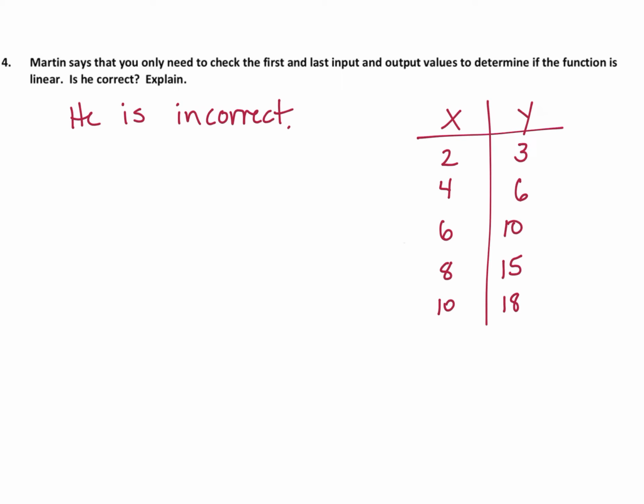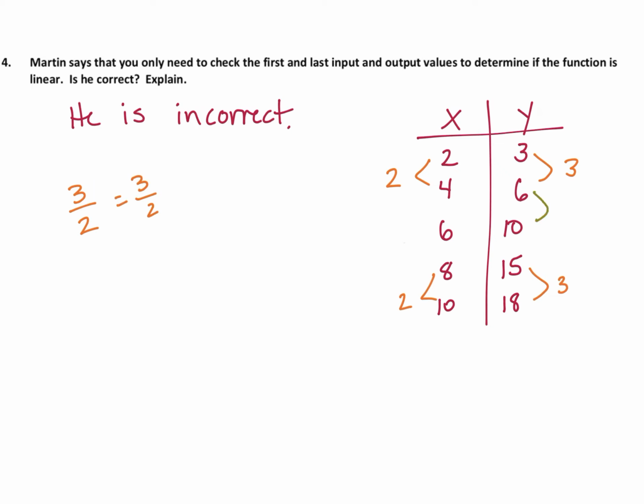I have created a table of values where x are my inputs and y's are my outputs. If we check the first ones, we can see here that the difference is 3, and on this side the difference is 2, which would give us a slope of 3 over 2. And in this one, from 15 to 18 is also 3, and from 8 to 10 is 2. So those ones are the same.